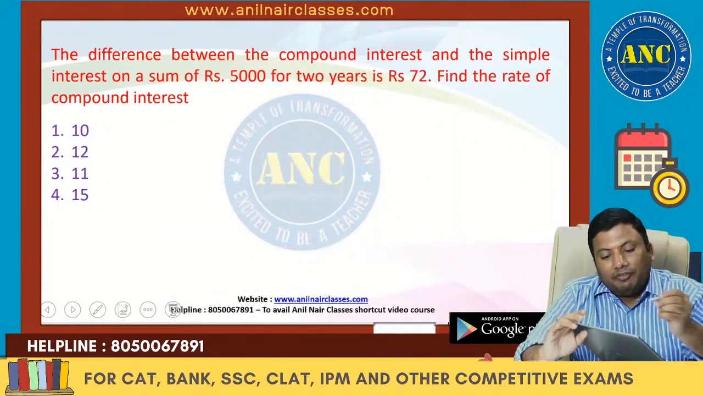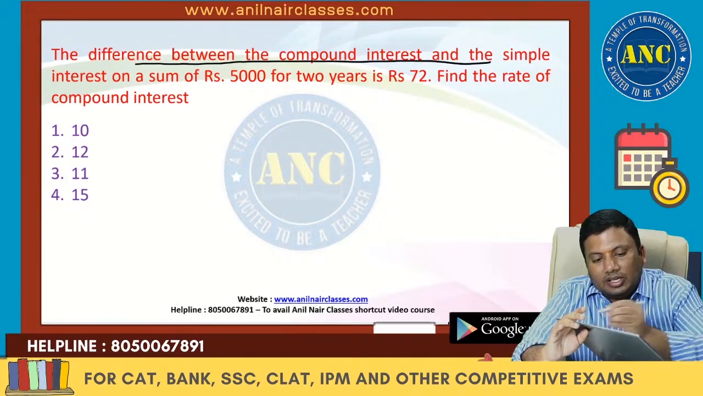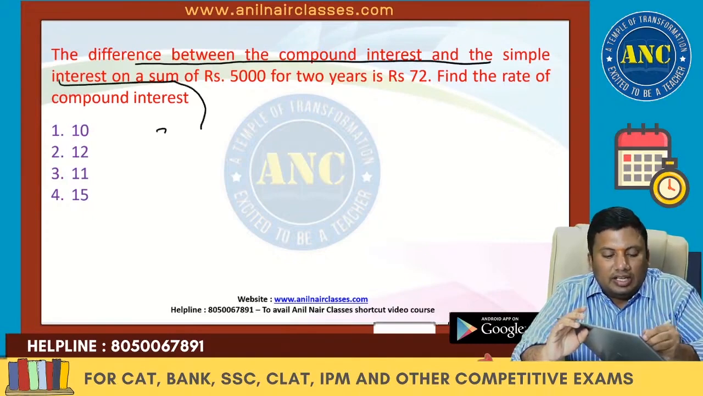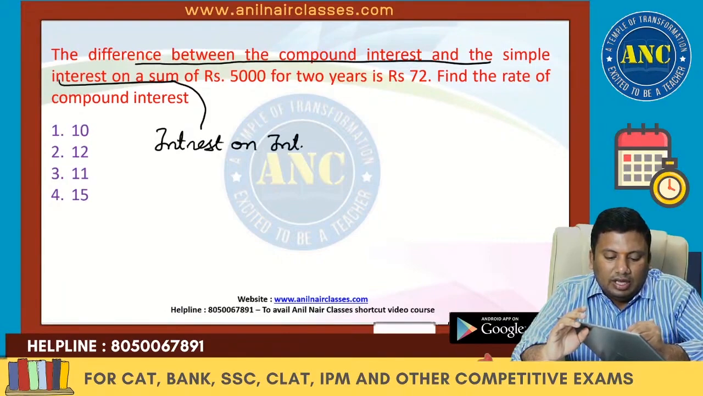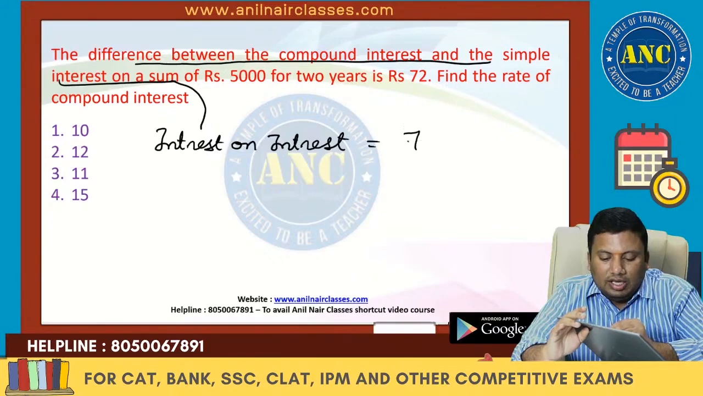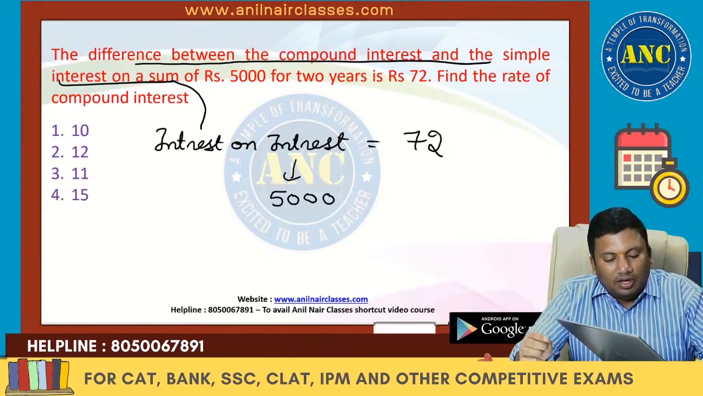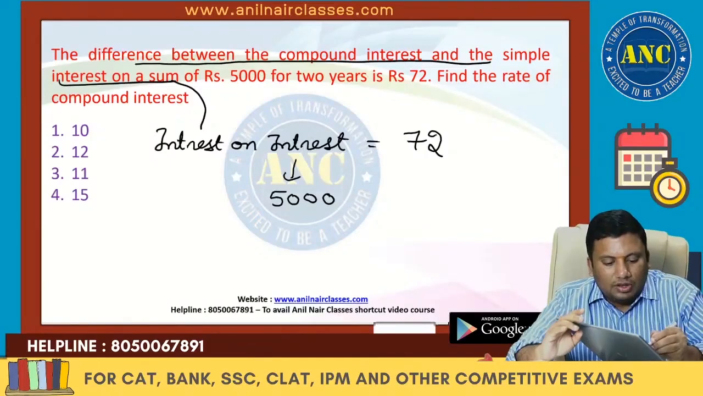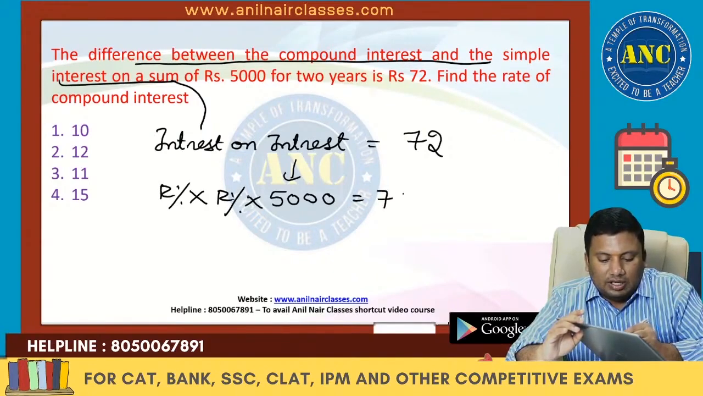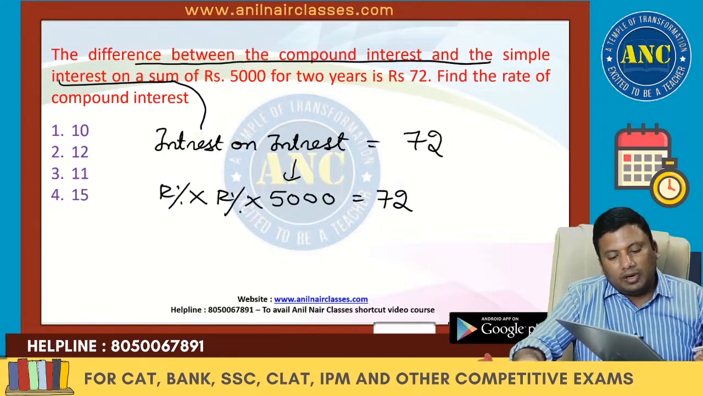Next one. The difference between the compound interest and the simple interest is nothing but the interest on interest. This is given as 72. Principal value is 5,000. Now if you see here, this is into R percentage, this also into R percentage. This is nothing but 72.